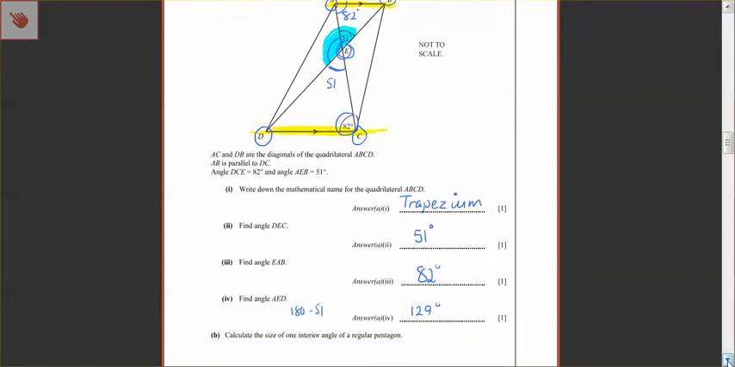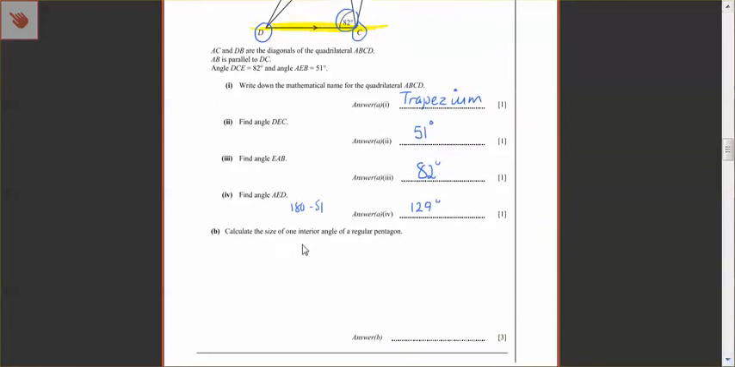And then the size of one interior angle of a regular pentagon. We're back to the pentagon. This is something you will have seen in the past. Do you know what the word regular means? It's when all the sides are the same length and all the angles are the same size. So whatever they all add up to, we can divide that by 5 to find out what one of them is.